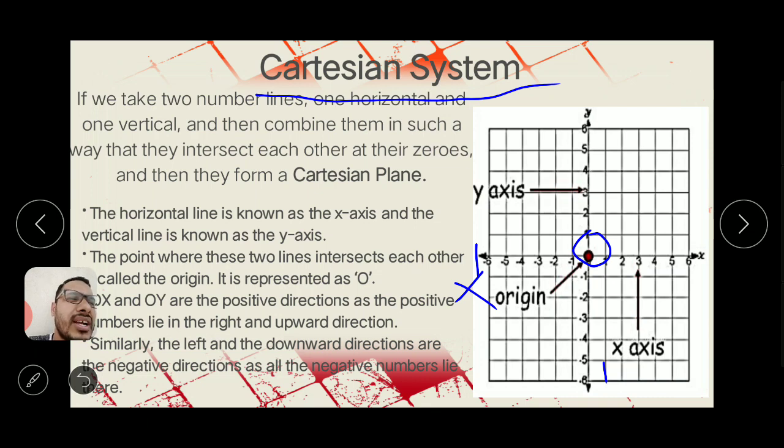So the whole thing is called the y-axis. We can say that the x-axis is represented by X O X dash. How do we represent it? X O X dash.